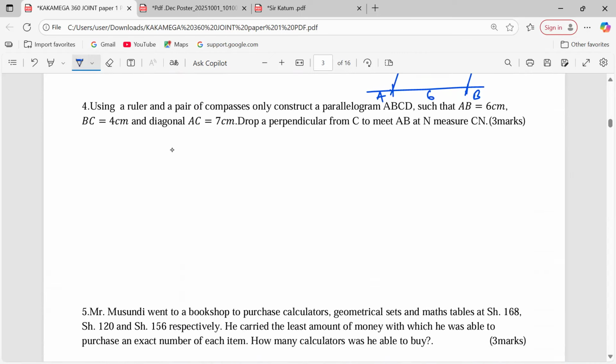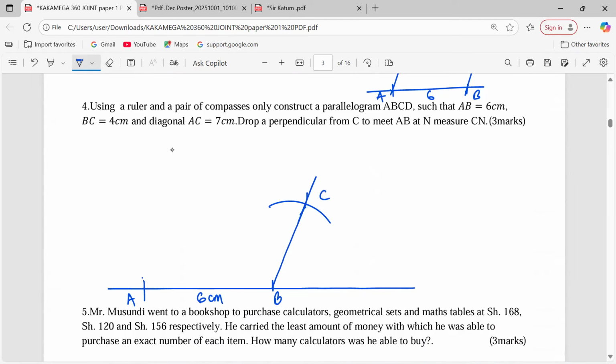So now we do 6 centimeters, the first step. That is A. Then I use a mark of 6 centimeters. This is B. I've measured 6 centimeters. So standing at B, I measure 4 centimeters. Then standing at A, I measure 7, like that. Where they intersect, that becomes our C.